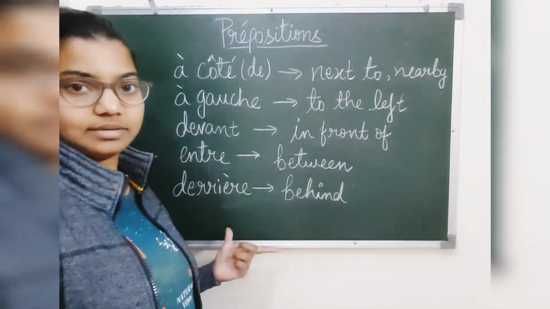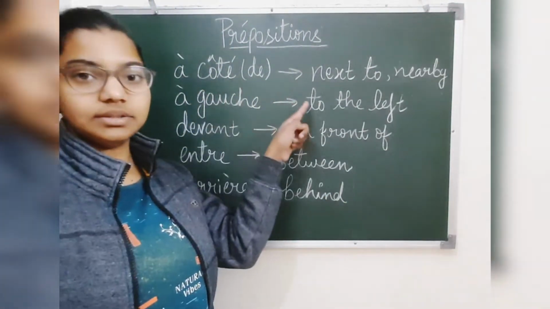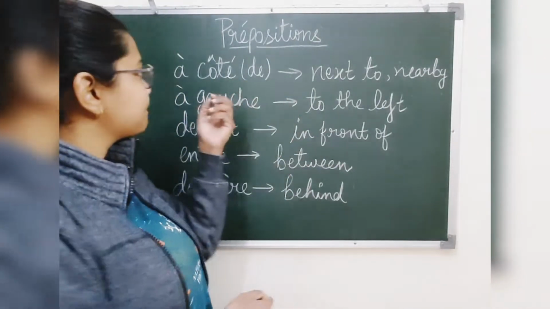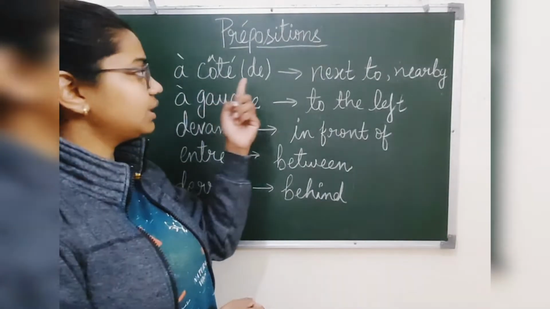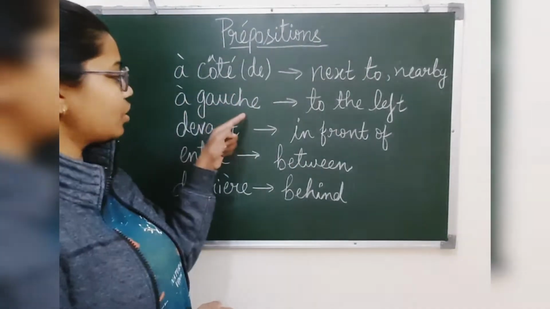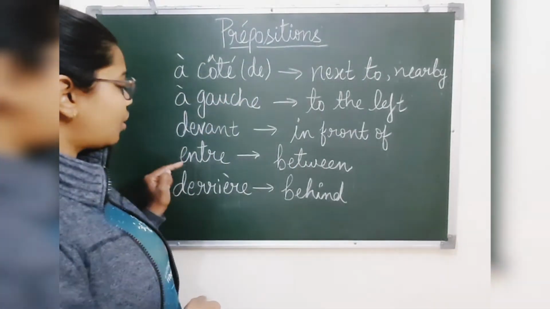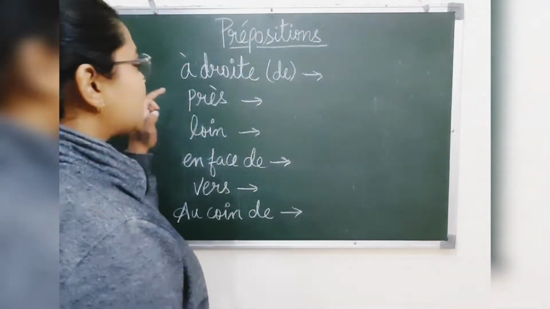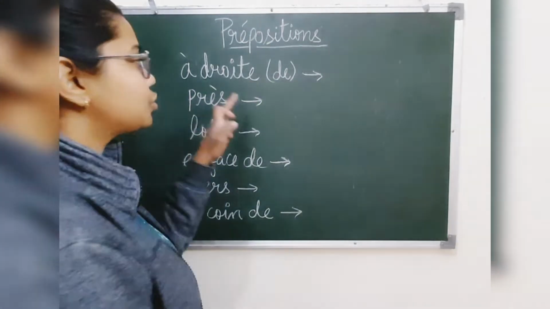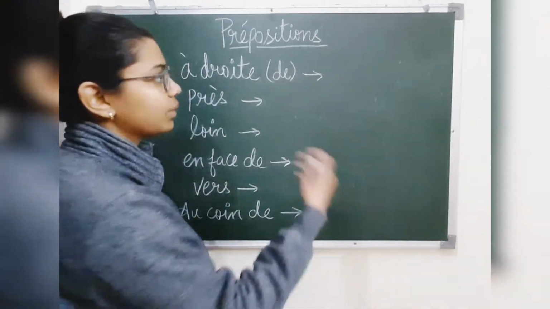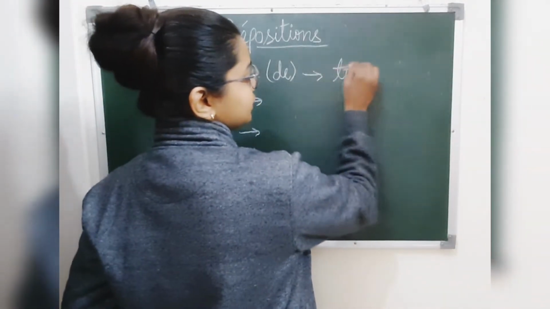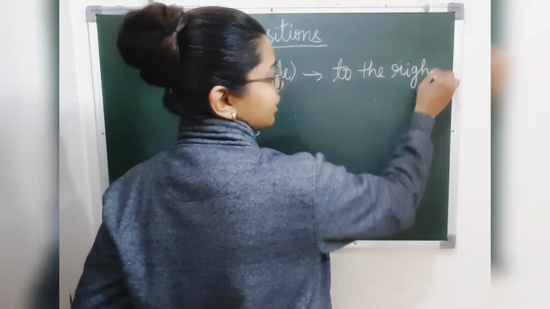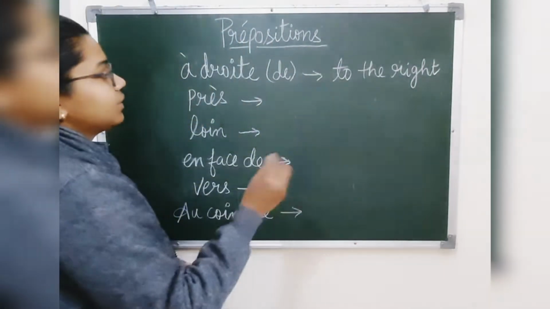Okay, behind. À côté de, à gauche, devant, entre, derrière. Now number 6. À droite de. À droite means to the right.